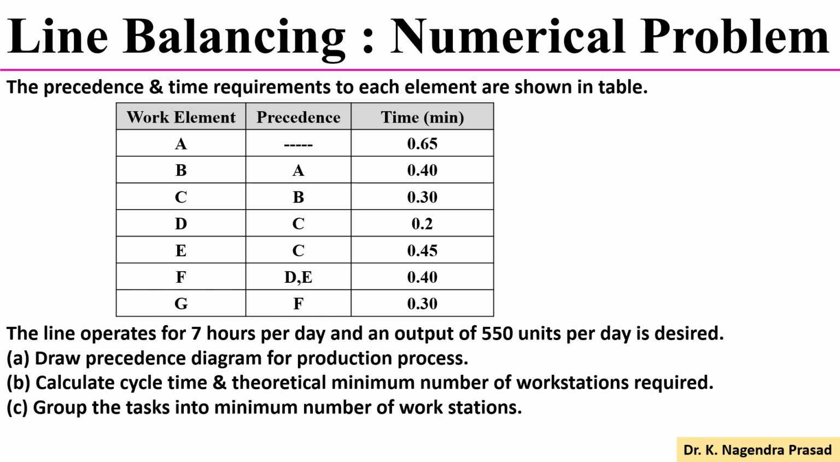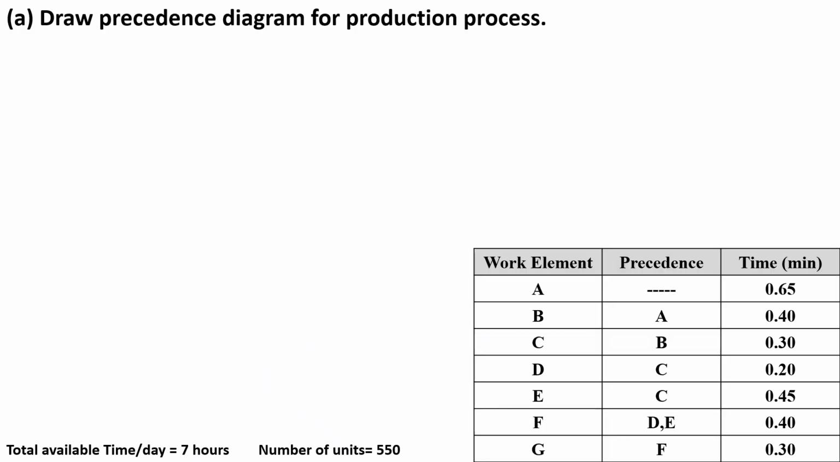So the various work elements, their precedence elements and the task times are given. Moreover, the total availability time is given: 7 hours per day. And the output, the number of units, is given as 550 units. First question: draw the precedence diagram for the production process.